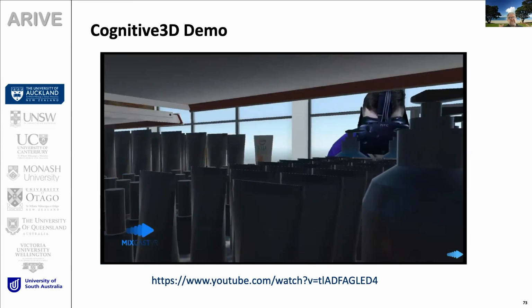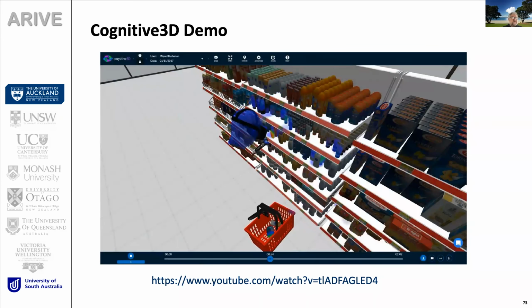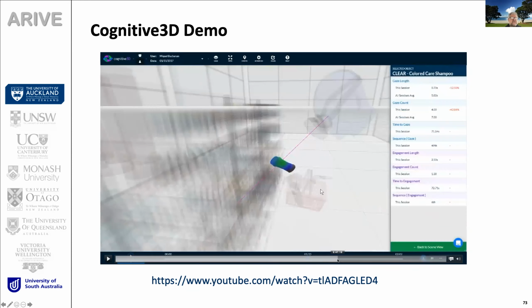So it makes it much easier for the experiment designer rather than having to process all this data by hand, like we had to do with some of our earlier studies. So you can see the person looking through there, and I'm just going to fast forward a little bit. So this is the output.